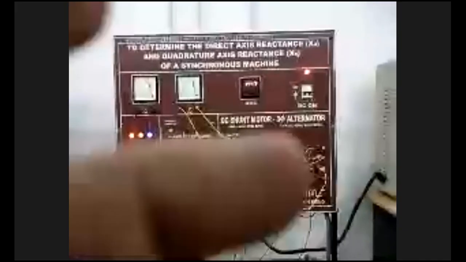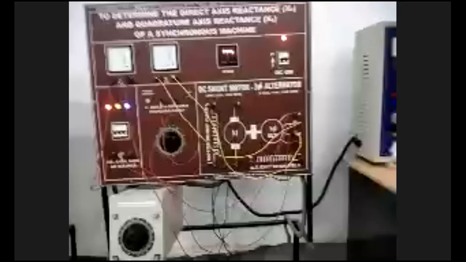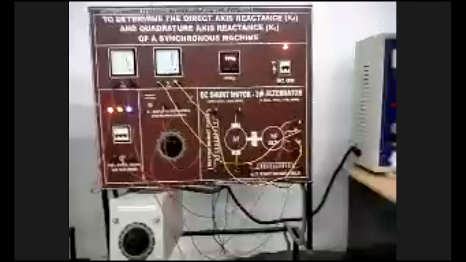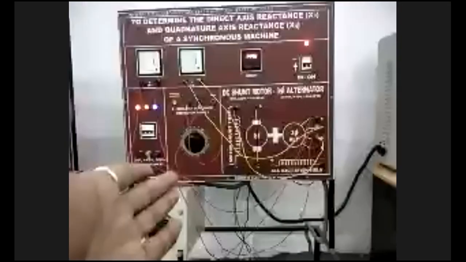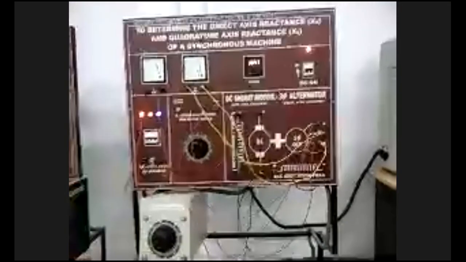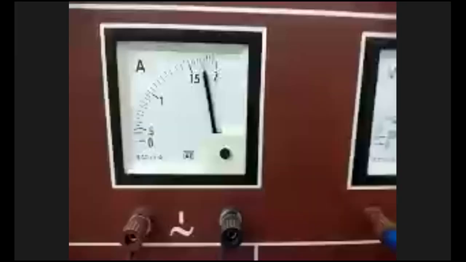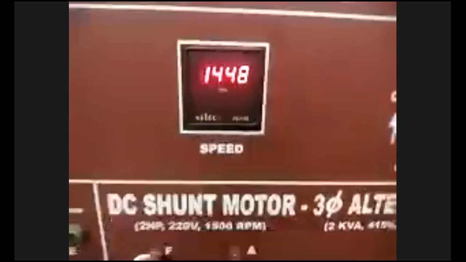Is that clear? Yes, sir. Any other question? So I think there is no doubt, because we already discussed the theory portion very carefully. Then again we discussed the circuit diagram. After that we very slowly discussed the experimental panel. Everything we explained here, and we can clearly see the deflection of the meter and voltmeter here. And the speed of the motor is also below the synchronous speed. So I think it is clear.